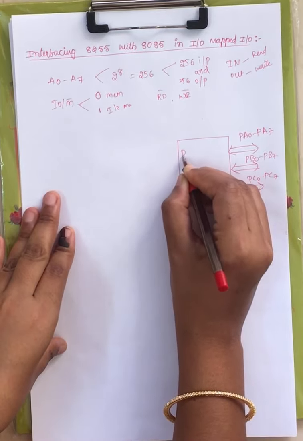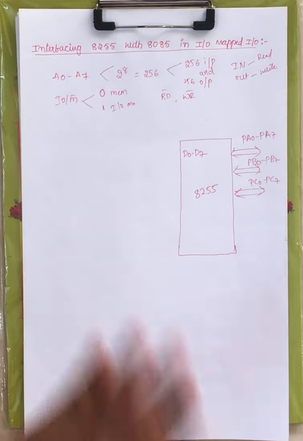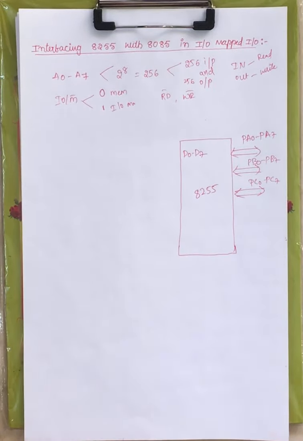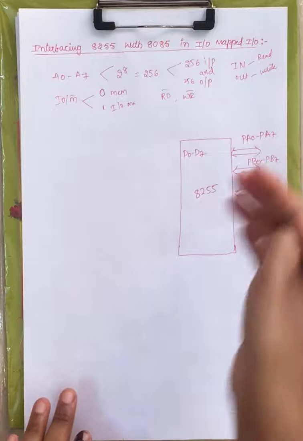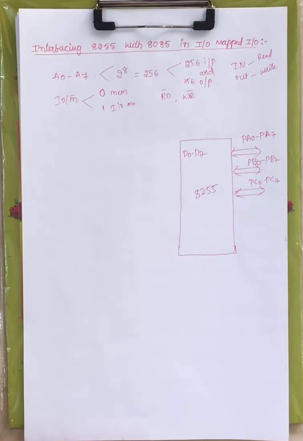Now D0 to D7, 32 pins are allotted. I am giving a brief description, a brief representation of 8255. Here we have got 24 pins, and here we have got another 8 pins. Total 32 pins I have represented here. Now what do you have next?